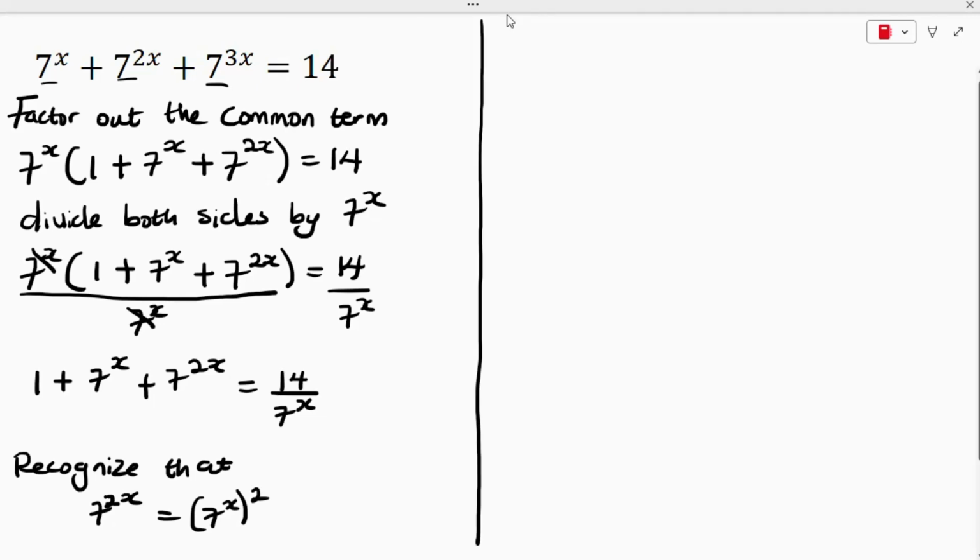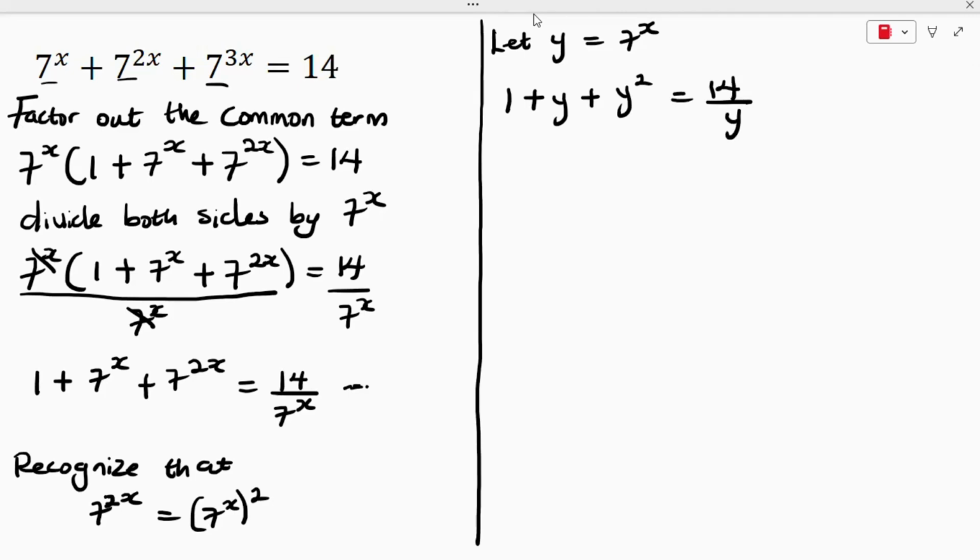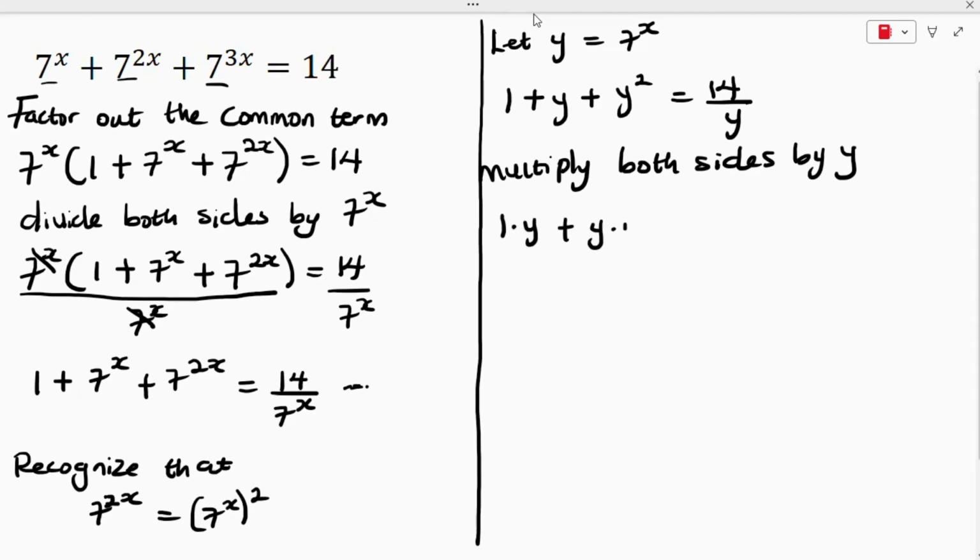Now, if we simply recognize it, the next thing we want to do is to say, let y be equal to 7^x. Now, if y is 7^x, this equation right here can be written as 1 plus y plus y squared is equal to 14 over y. So we have this right here. Next thing we want to do is to multiply both sides by y. Multiplying both sides by y, we have 1 multiply y plus y multiply y plus y squared multiply y is equal to 14 over y multiply y.